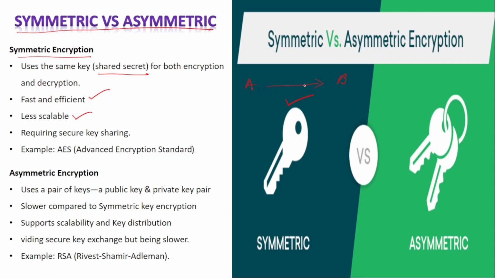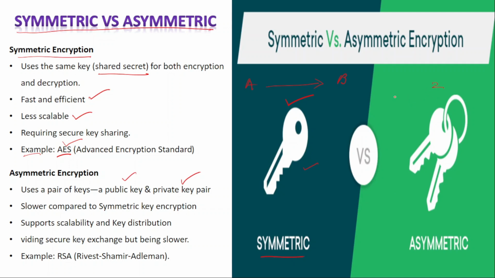So the key must be securely shared. An example of secure key encryption is AES, Advanced Encryption Standard, and it is the most widely used symmetric encryption. The second is asymmetric encryption. It uses a pair of keys, a public key and a private key. This is the main difference: symmetric encryption uses one key while asymmetric uses two keys.